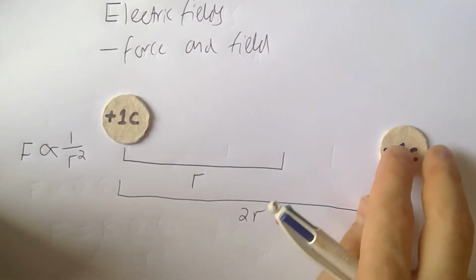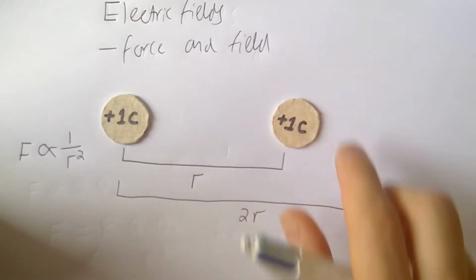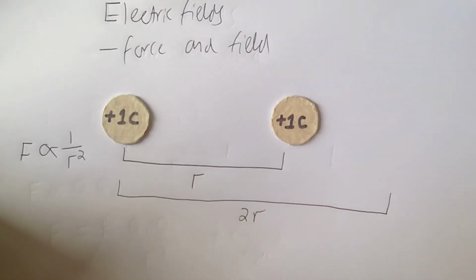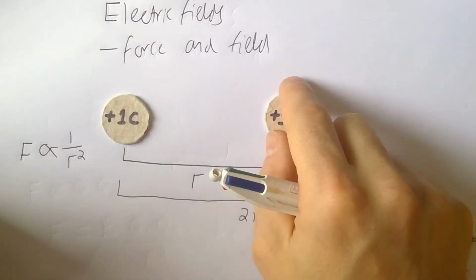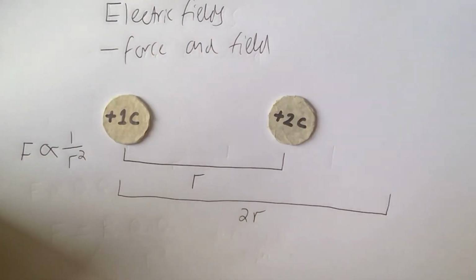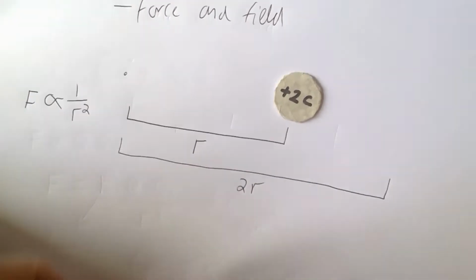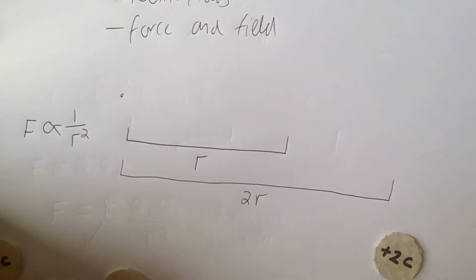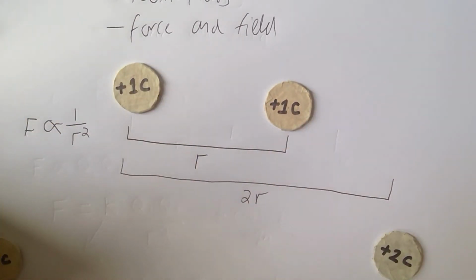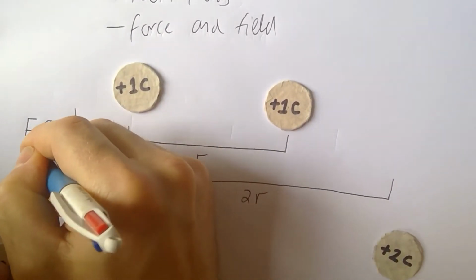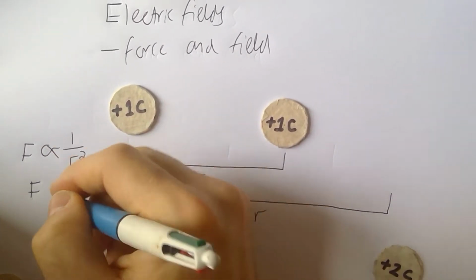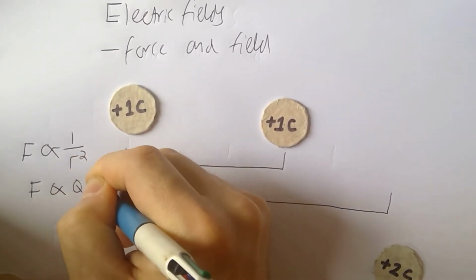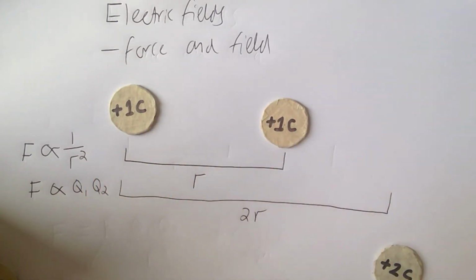What was also noticed was this. Let's make them both positive. If I was to double one of the charges, I'd get double the force. And then if I was to double the other charge, I'd get double the force again. This has 4 times the force between them as that does. The force is proportional to the product of the charges, Q1, Q2.